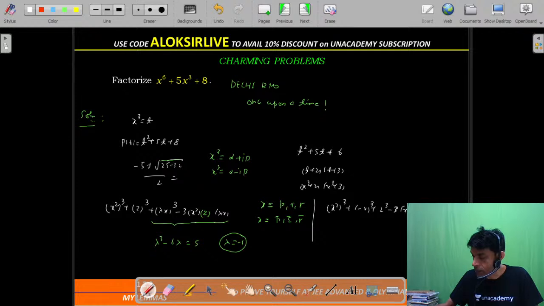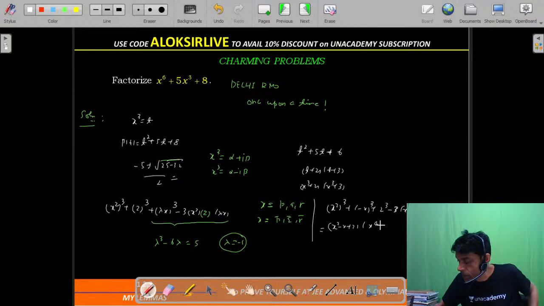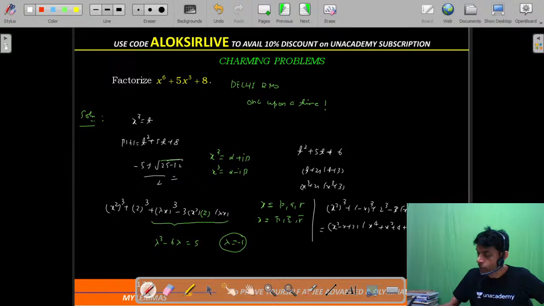Just check that everything is all right, because you get plus 5x cubed. And so now the factorization is (x squared minus x plus 2)(a plus b plus c) and (a squared plus b squared plus c squared minus ab), and so minus x cubed, so plus x cubed minus ab minus bc plus 2x and minus 2x squared. So you get this as the factorization.